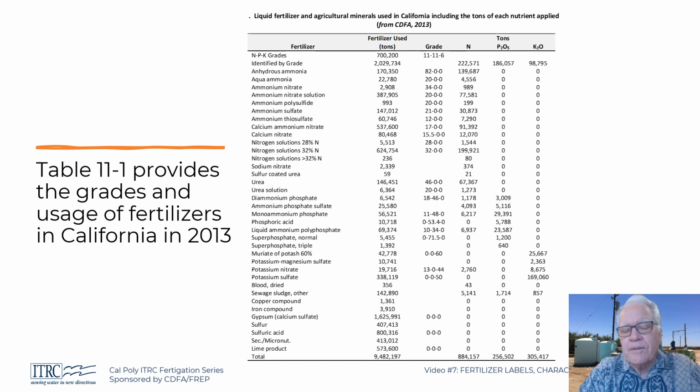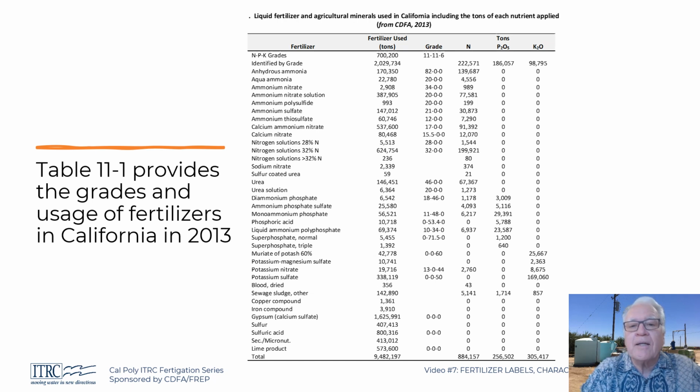This gives you an idea. It's relatively old, but it's a table that nevertheless gives you an idea what's going on. These numbers change all the time. But this table 11.1 provides grades and usage of fertilizers some time ago. If you look at the second item down there in the table, it says identified by grade. That means it's something like just some numbers. It doesn't say exactly what they are, and that's the big gorilla.